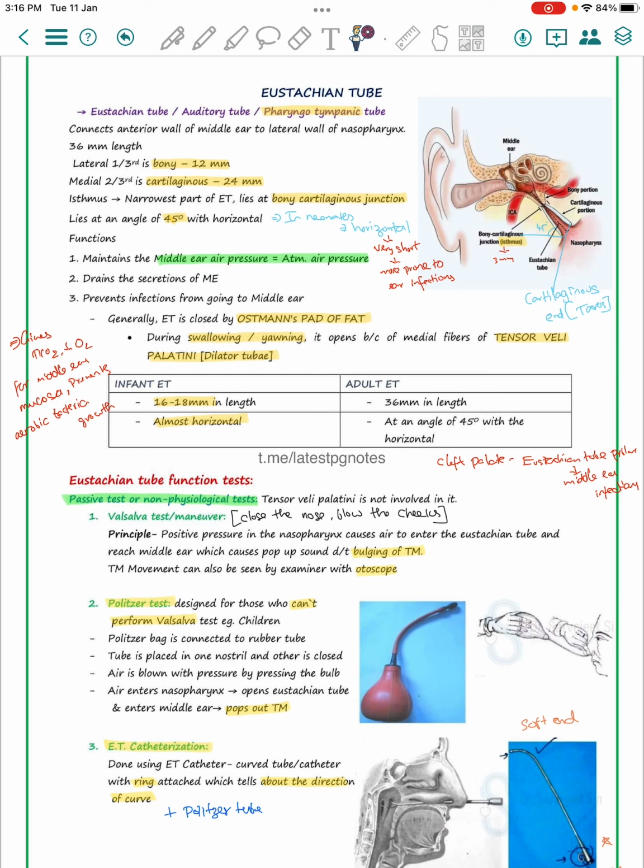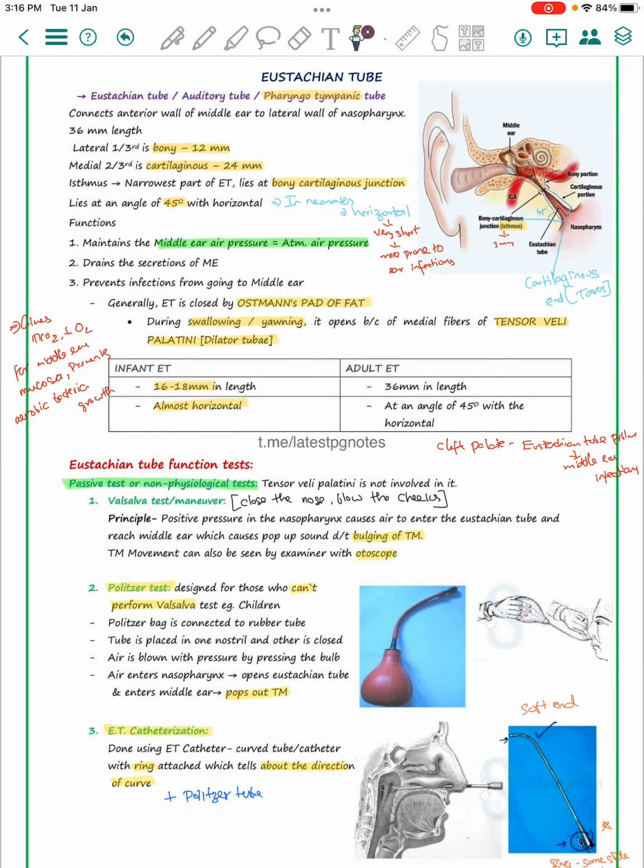Okay guys, the main functions of the Eustachian tube include maintaining the middle ear pressure with the atmospheric air pressure. If this tube is blocked, the middle ear pressure will be less compared with the atmospheric air pressure, so it's very important to maintain the air pressure. And if any secretions are there in the middle ear, they are drained through the Eustachian tube to the nasopharynx, and it also prevents infection from going from the nasopharynx to the middle ear, as the middle ear is more prone to infections.